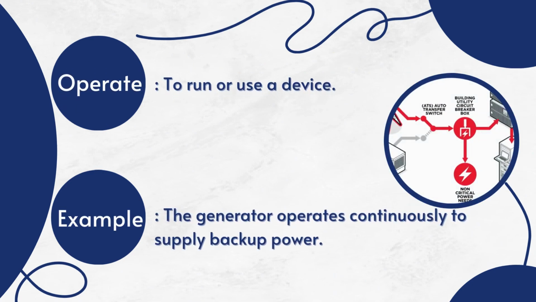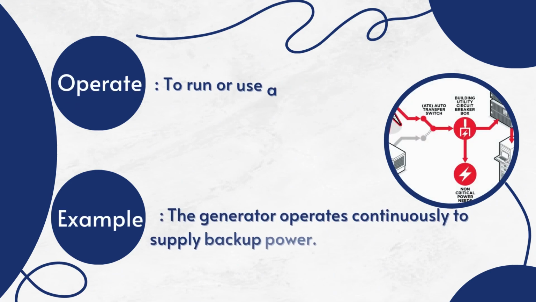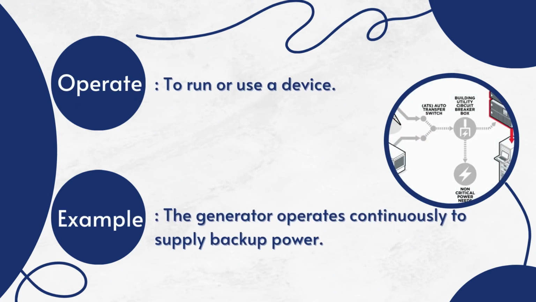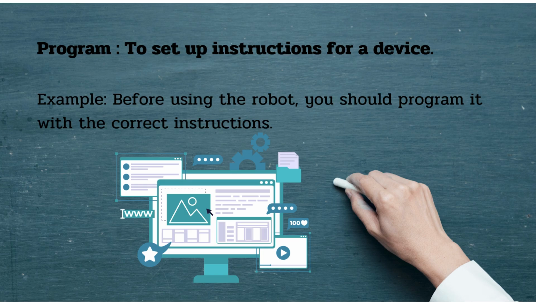Operate, to run or use a device. Example, the generator operates continuously to supply backup power. Overload, the circuit overloaded due to excessive current flow. Program, before using the robot, you should program it with the correct instructions.